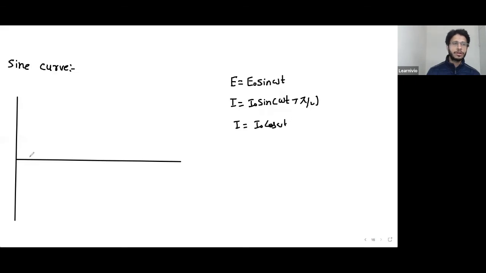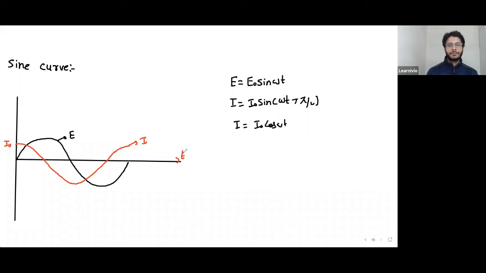For EMF, we will draw a sine curve. This curve is for EMF. For current, we will draw a cos curve. So this is basically the cos curve. This is I naught. This is for current I. And this is time. So this is the curve for the current and for the EMF.